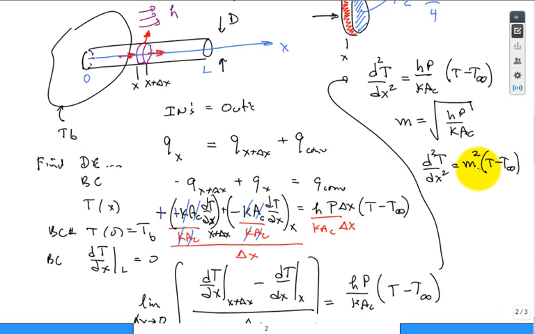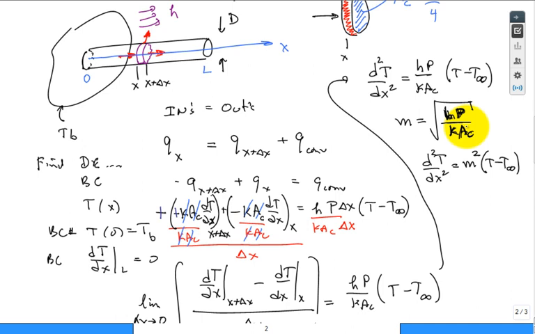So there you go. Okay, but that's a definition of what m is. Hey, remind me, what is h in this equation for m? Convection coefficient. What is p? Perimeter, not pressure, perimeter, right? What is K? Thermal conductivity of the material the fin is made out of. What is A subscript C? Yeah, the cross-sectional area for the conduction.